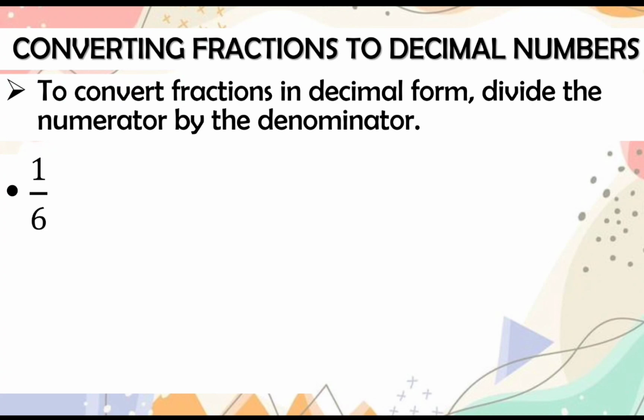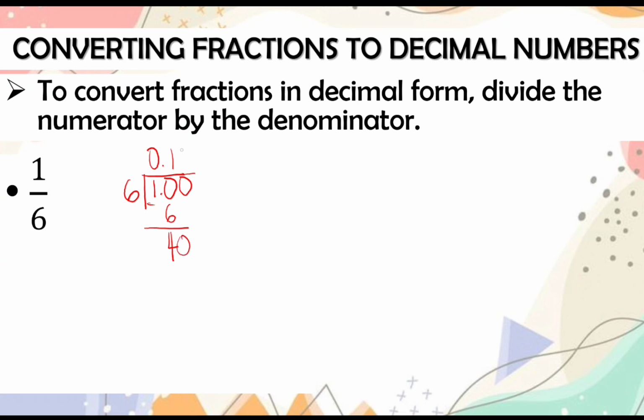Okay, next we have 1 over 6. So again, divide the numerator by the denominator. So 1 divided by 6. So that is 0. So put another 0 on the dividend. 10 divided by 6 is 1. 1 times 6 is 6. 10 minus 6 is 4. So 4 divided by 6 cannot be. So put another 0 in the dividend again. Then bring down 0. So we have 40.